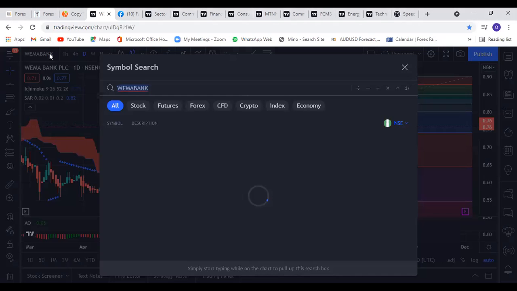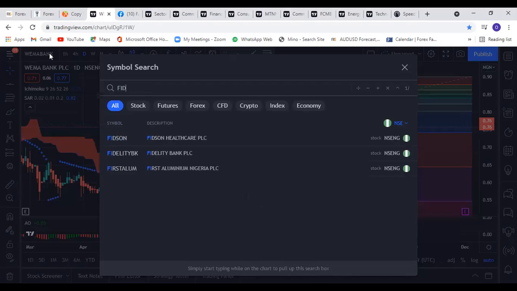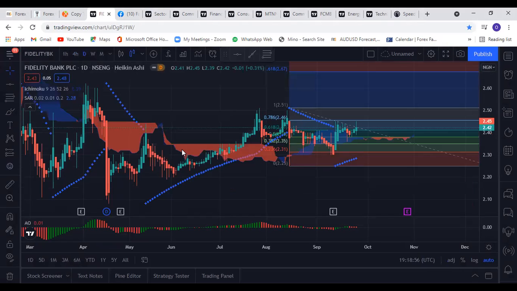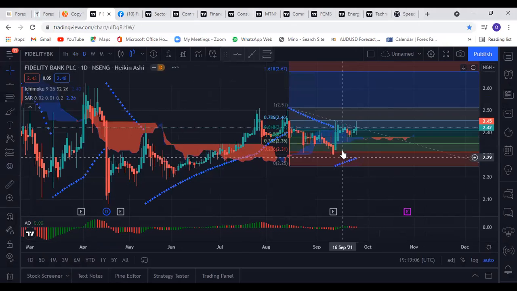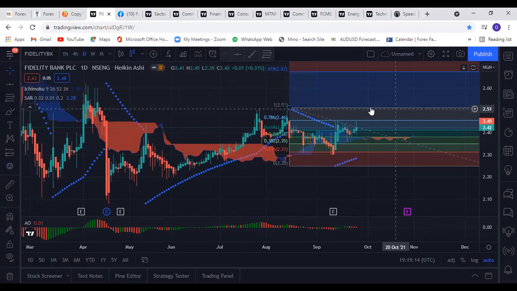Fidelity. Let's look at Fidelity Bank. Wow, this one is due for a spike up. Look at it. It wants to go up. So if you bought around this level this week, I think we discussed this one last week. I can't really remember, but at around 2 naira 38 kobo, it would have been good. See, it wants to start going up.